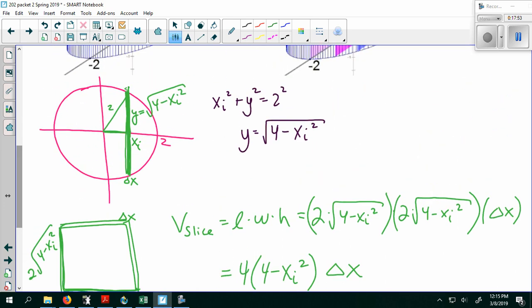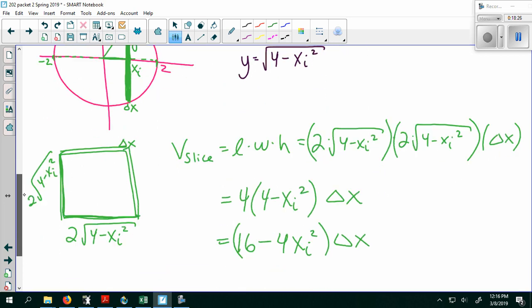So on top of this circle, I've drawn one single square popping out of the board whose length is twice the square root of 4 minus xi squared. That's also its height because it's a square. And then its thickness is delta x. What I'm going to do is have many, many of these squares, starting over here at -2 and ending up here at 2. I'm going to have n of them, a whole bunch of them, stack them up.